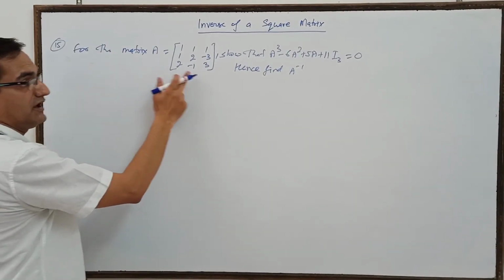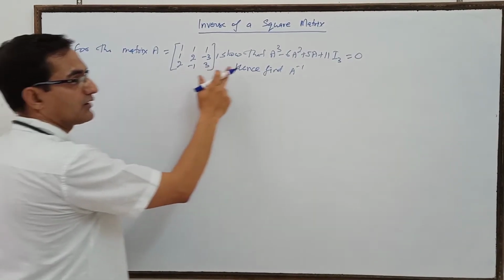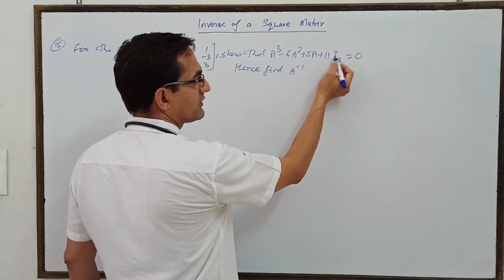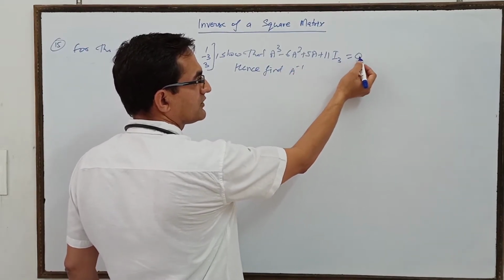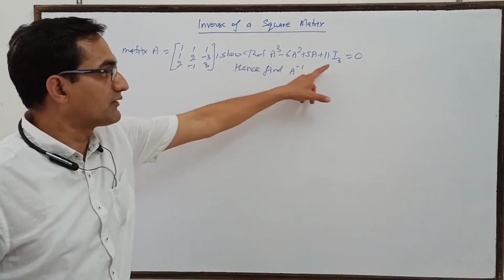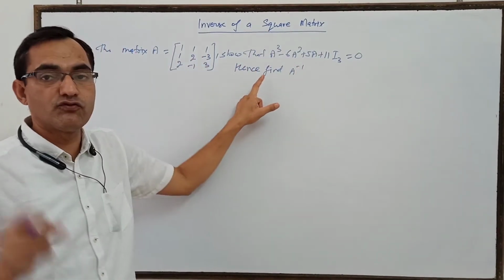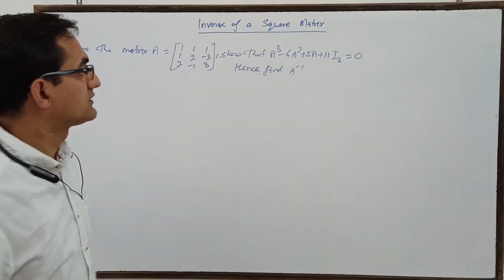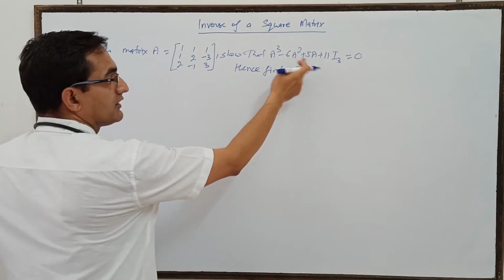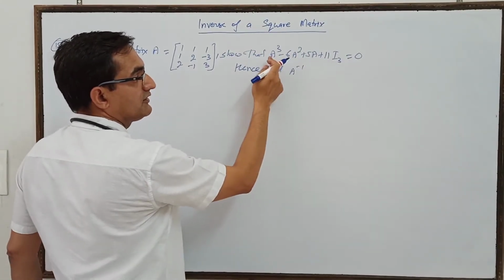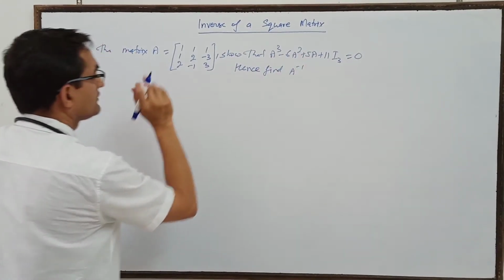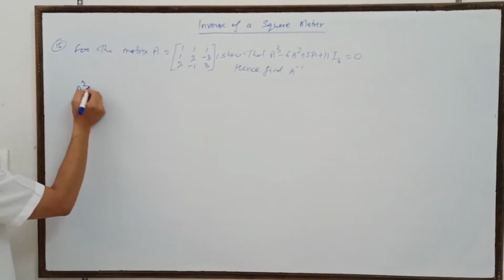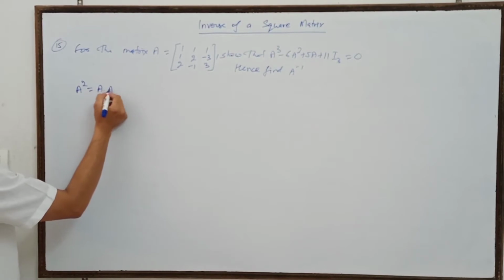For the matrix A, this is the matrix A, we have to show that A cube minus 6A square plus 5A plus 11 into identity matrix of order 3 is equal to 0 matrix. We have to prove this one, then we have to find the value of inverse of A from this one. Now first of all, to prove this one we need A cube, A square, and A is given. So A is given, first of all find A square. A square is equal to A into A.